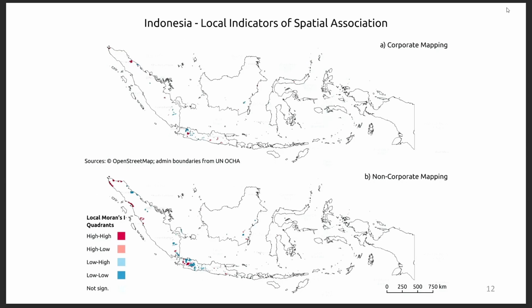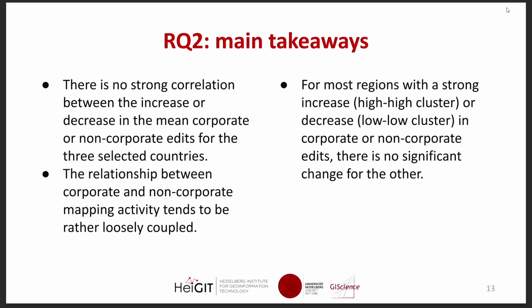I'm sorry for that. Okay, so what are our main takeaways from this more local analysis? The one thing, we didn't find any strong correlation between an increase or decrease in corporate or non-corporate editing in those 3 selected countries. So what does this actually mean? So if corporate mapping increases, we can't tell you if this increases or decreases normal mapping. Yeah, so the relationship between those 2 types of contributions seems to be rather loosely coupled. So we cannot really turn the one way and then this will have an effect on the other.